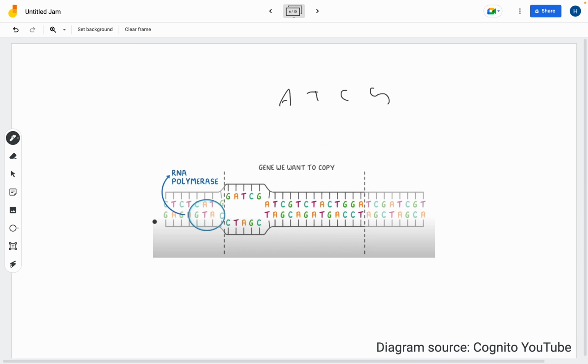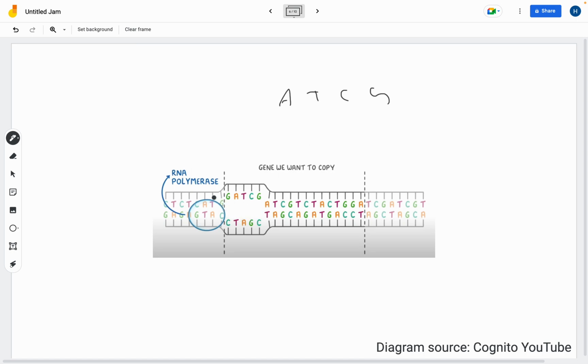Imagine this as a zipper. It kind of unzips the things holding it together. It unzips and it separates these bases up. Now, as these get separated, it's going to form a space in between for the mRNA to form. Now, this is where the mRNA actually forms.